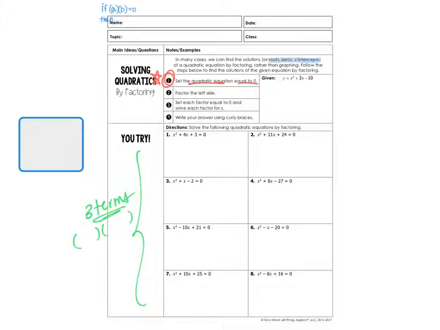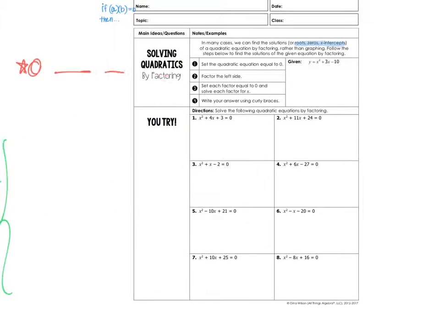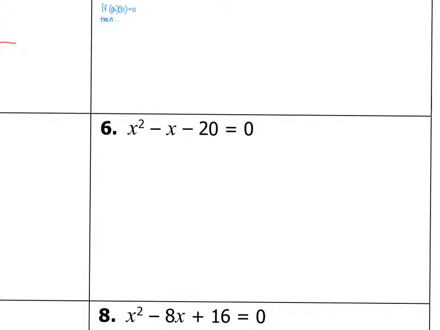Just remember that the most important thing that you look for first is to see if the quadratic is equal to 0. So for example, on number 6, since there are three terms, we're going to go straight into factoring. We've checked that it's already set equal to 0. So x minus 5 and x plus 4 are the two factors of that quadratic. Now we're going to set each factor equal to 0. So x is equal to 5, and x is equal to negative 4. Those are the two solutions of the quadratic, the two x-intercepts.